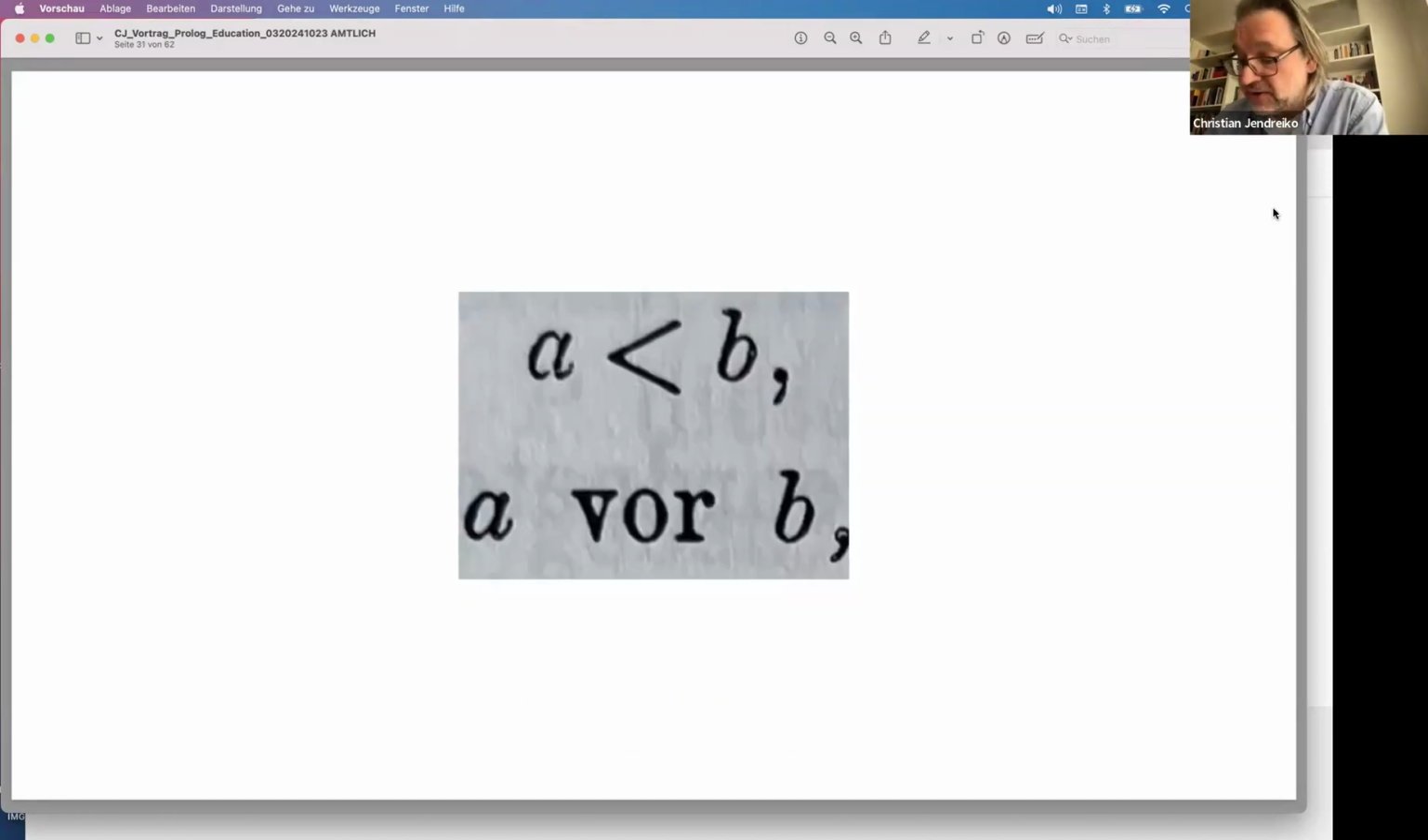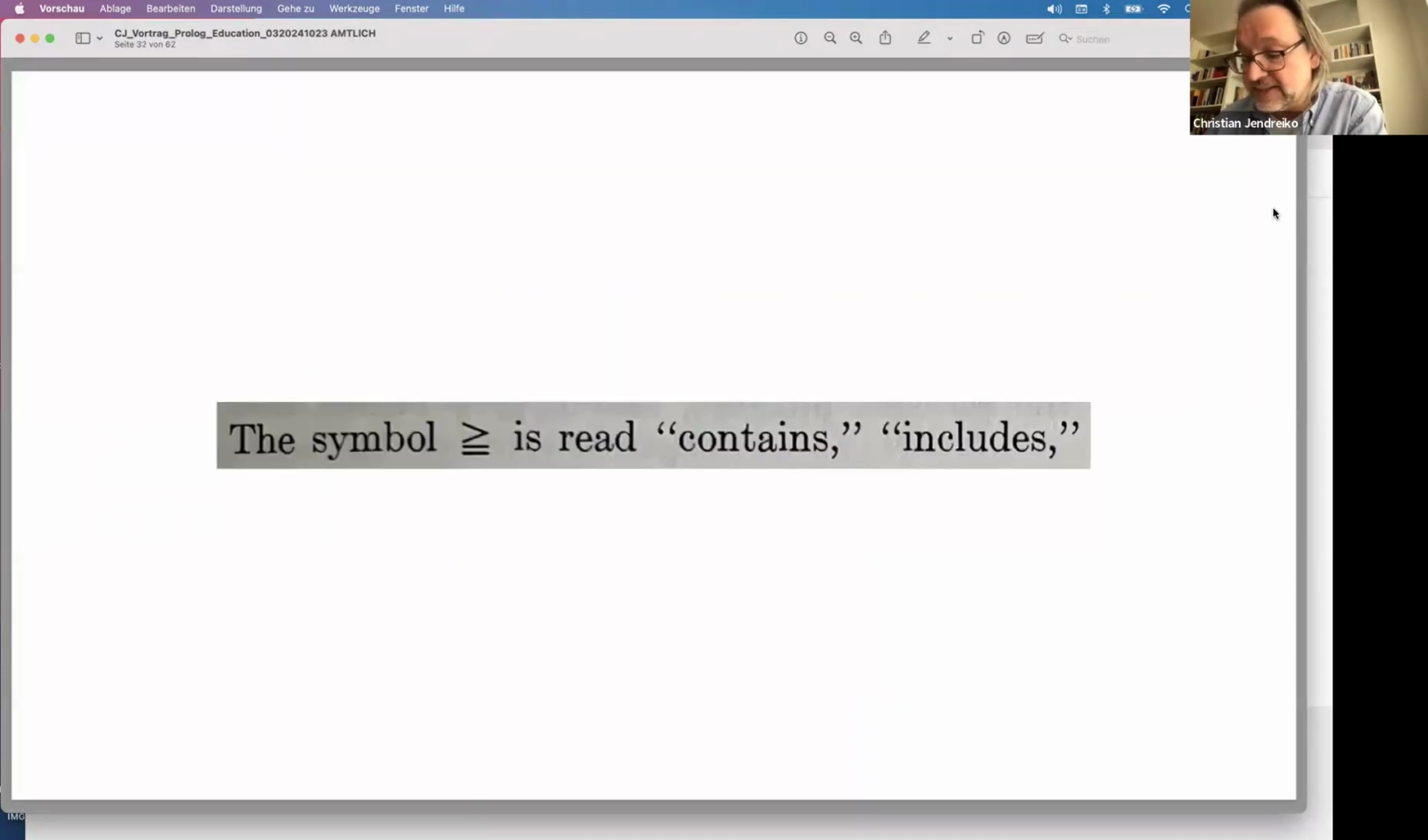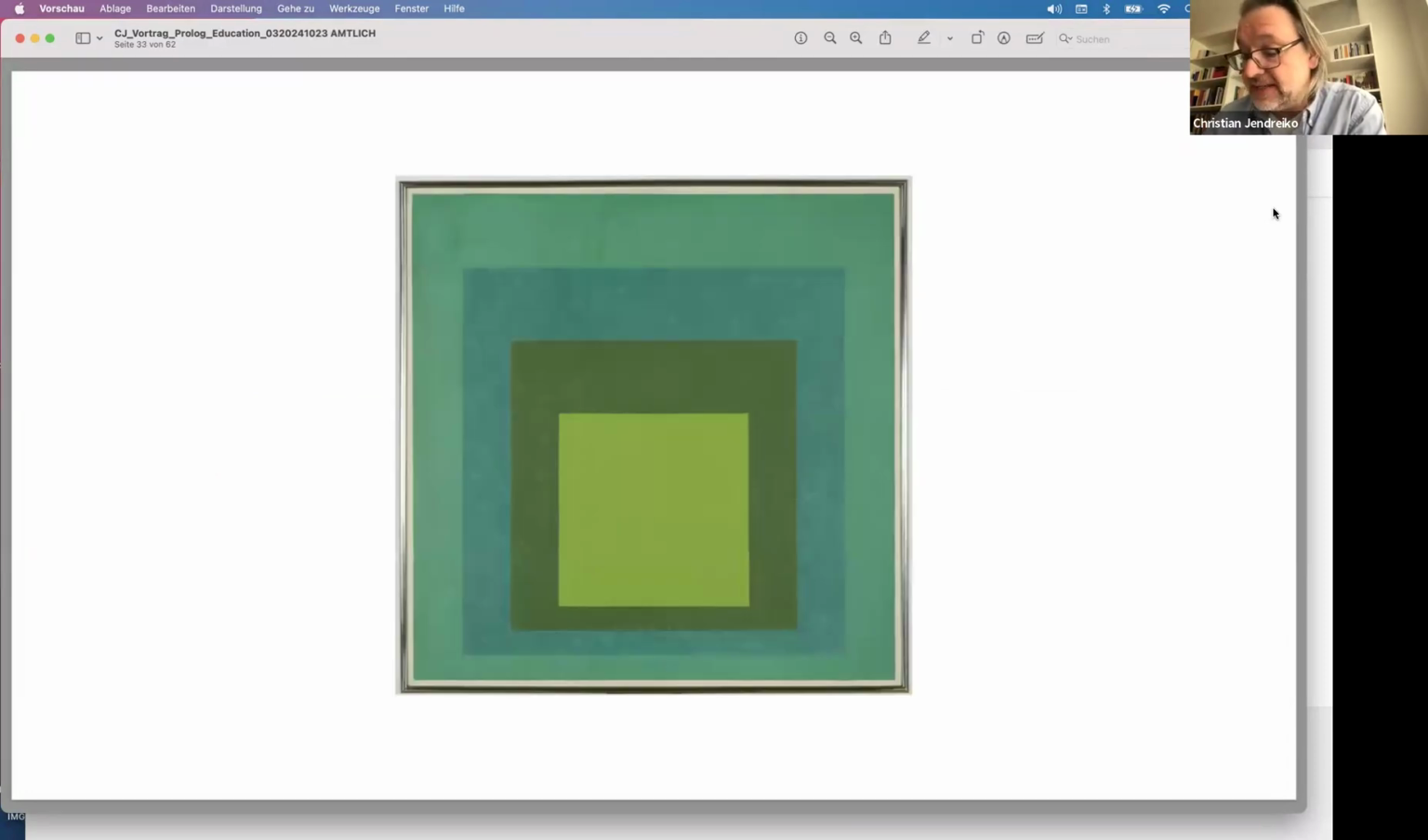This relation belongs to a set of fundamental relations. Another one is B contains A, pointed out by Garrett Birkhoff in his book about lattice theory. With this relation, for example, you can describe almost every image formation. Here you see a painting by Josef Albers, and of course you can describe it with this relation. The frame contains the first square, contains the second square, contains the third square, and the third square contains the fourth square.